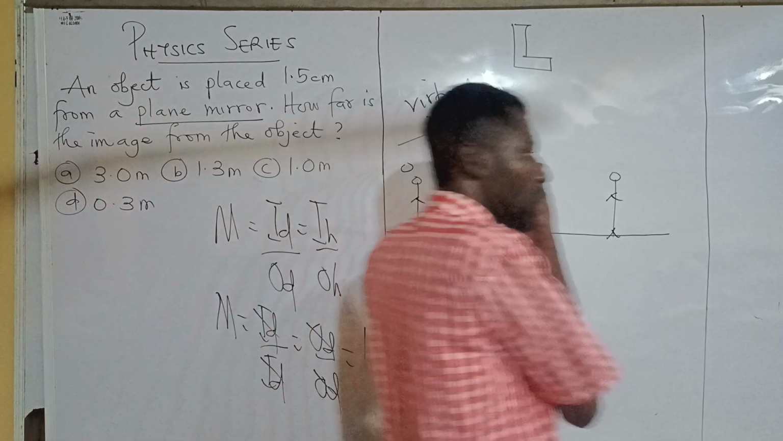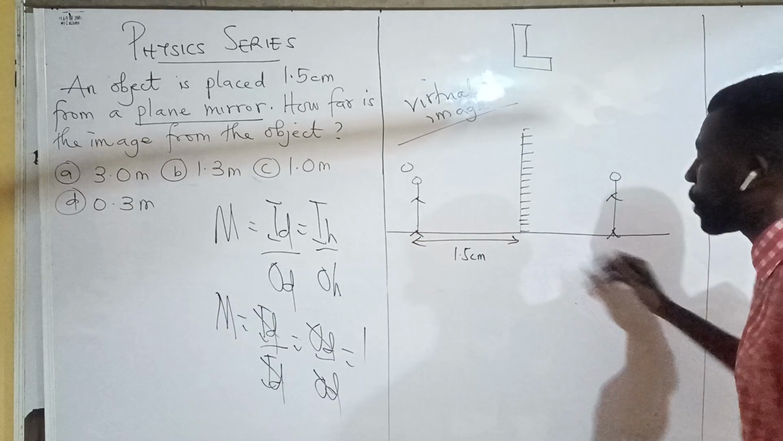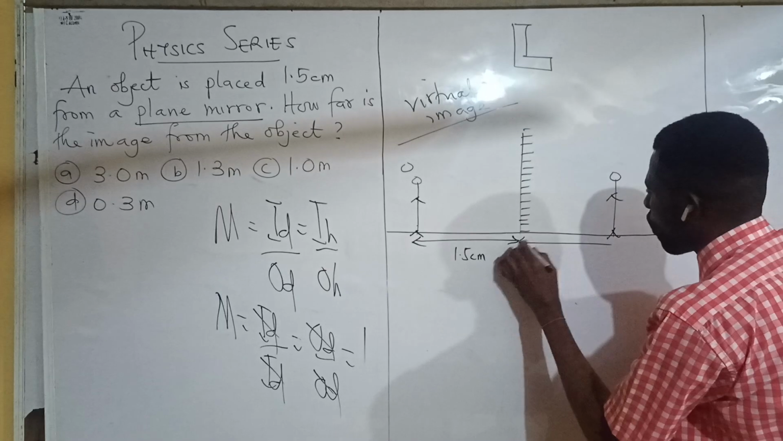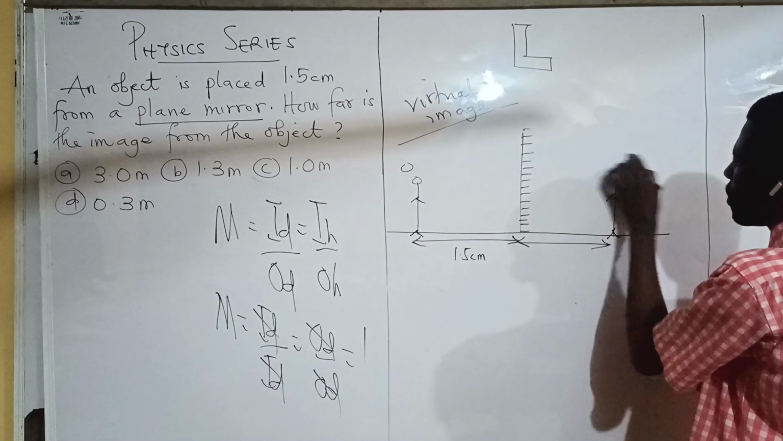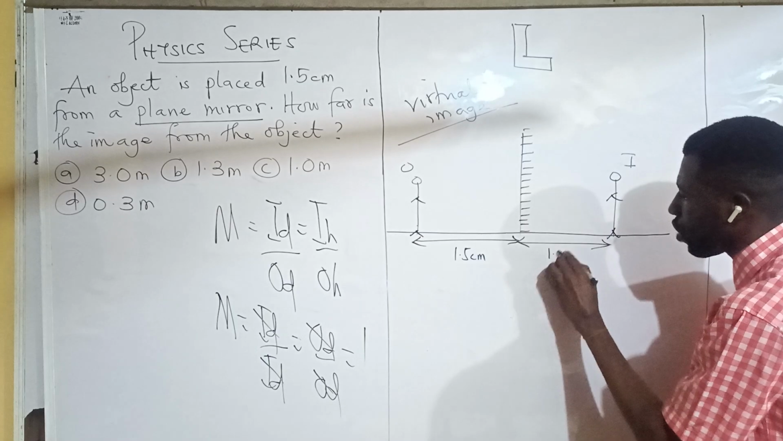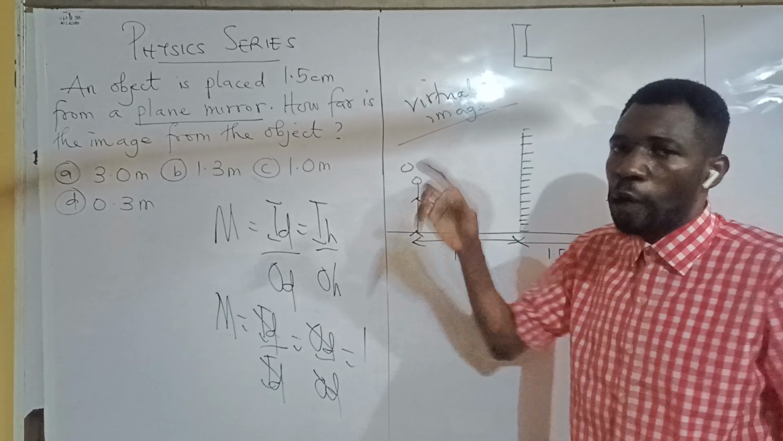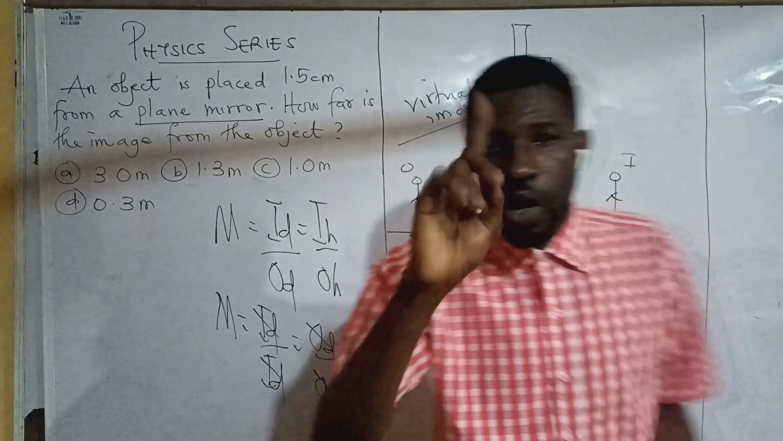1. Now, back to our question. Since the distance of the object from the mirror will be the same as the distance of the image, this is object, this is image, from the mirror. You're going to have, here is 1.5, here is also what? 1.5 centimeter. Take note, don't forget, the distance of the object is another main key property of a plane mirror.